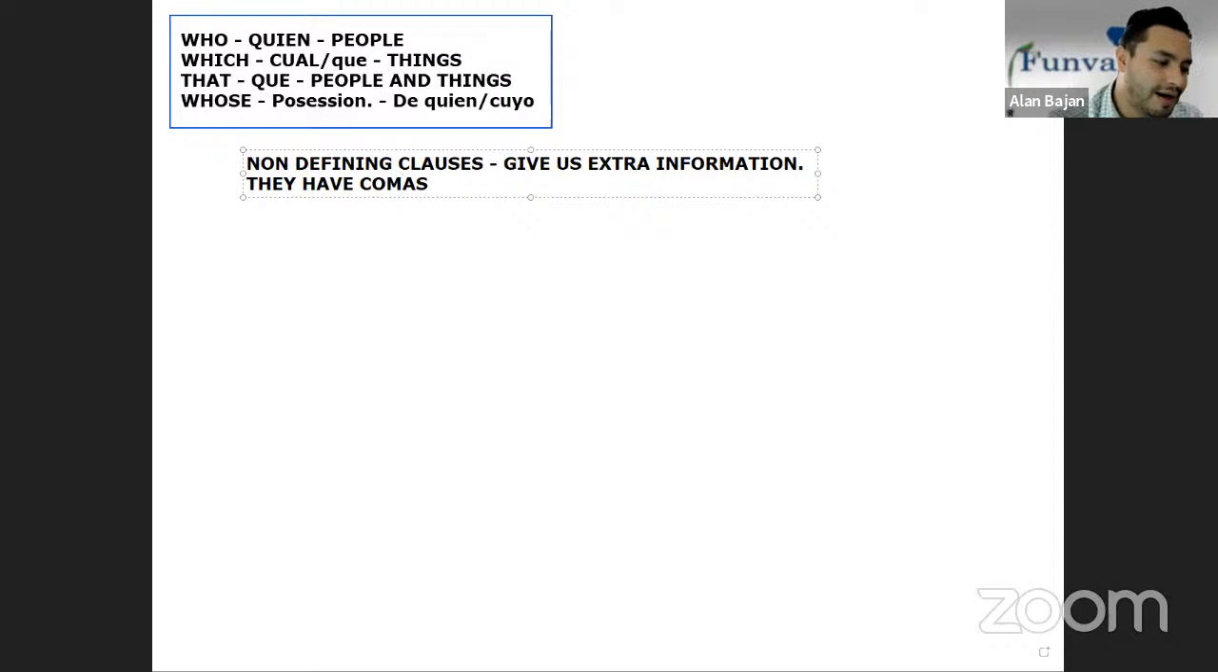I love Arabs who live in the desert. Turkish people, okay, excellent. That's a great example from a defining clause. Non-defining clauses give us extra information about the subject we are talking about, the topic we are mentioning, etc. Let's see some examples.